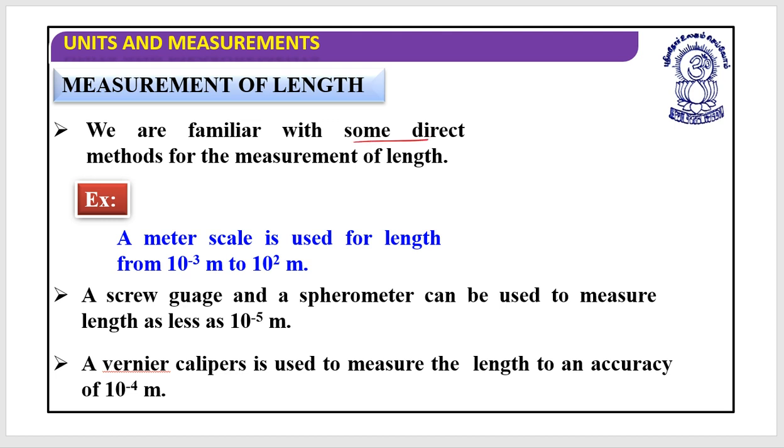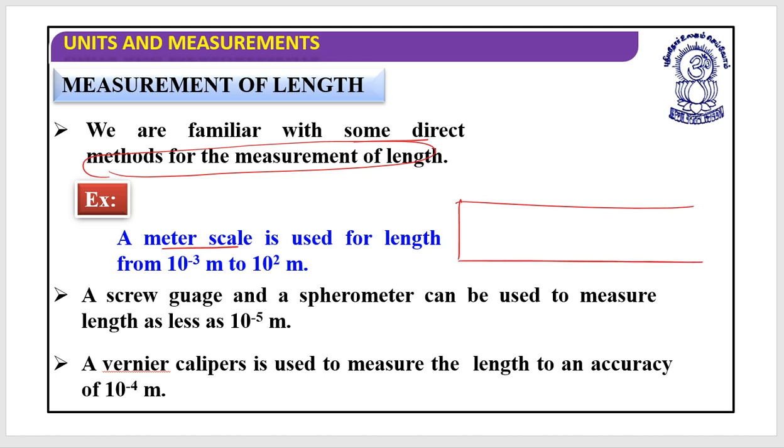First is the direct methods. We are familiar with some direct methods. What is a direct method? First we have a meter scale. Meter scale, what is it? Yes, absolutely right. A scale, something that looks like this. Here let's say centimeters are there. These are the marks of the centimeters.